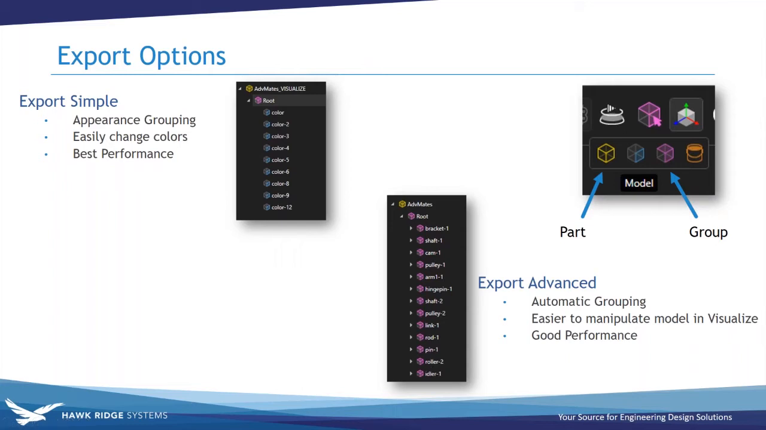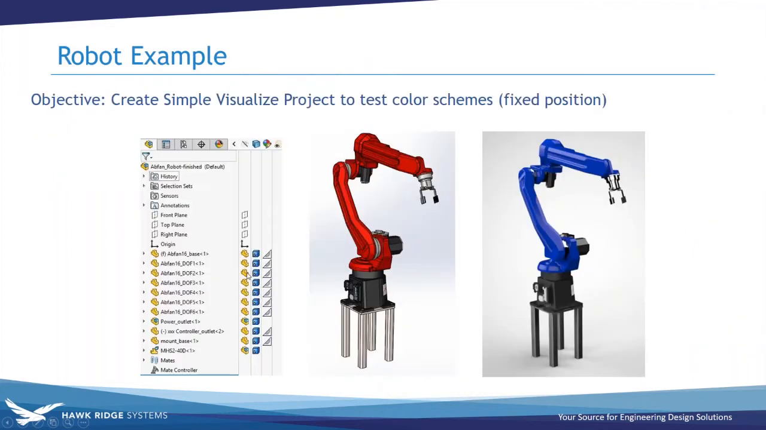This corresponds, if you're within Visualize opening things, to the appearance grouping, which is basically what Simple is doing. And the automatic grouping is what Advanced is doing. So we'll take a look at that. Let's look at that on this robot arm example here.